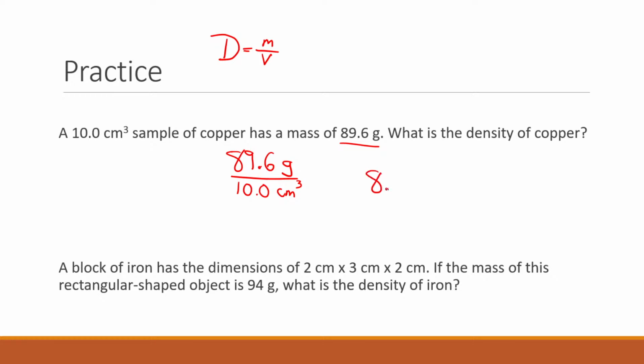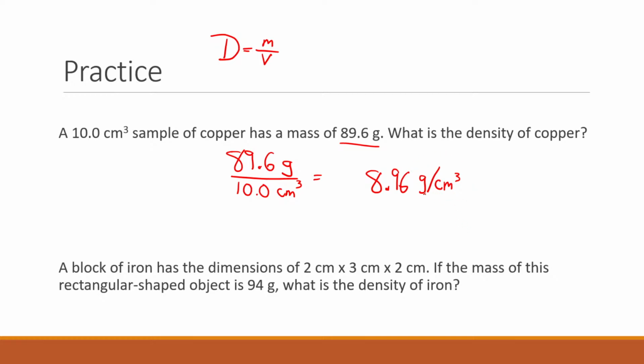8.96. And something interesting happens with the units here, and that's they stay. Grams and centimeters cubed don't cancel each other out. And so what we end up with is a unit that shows both of these units combined, right? 8.96 grams per centimeter cubed.